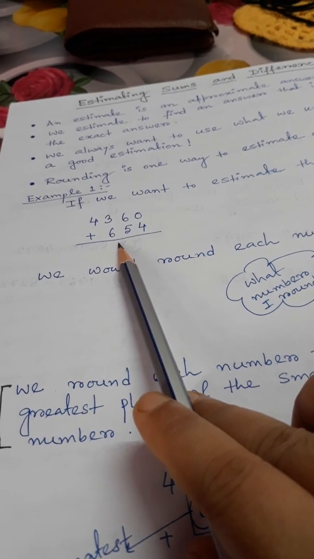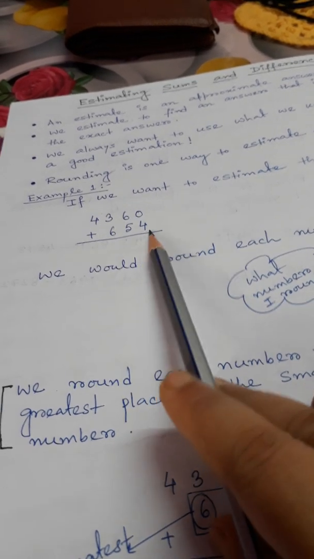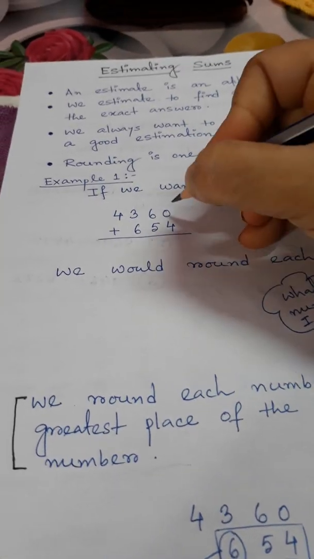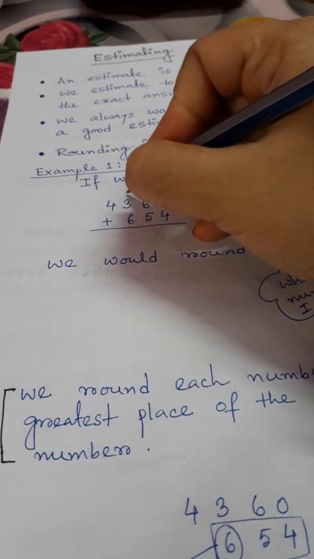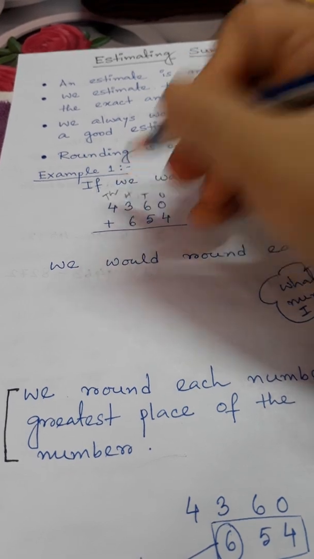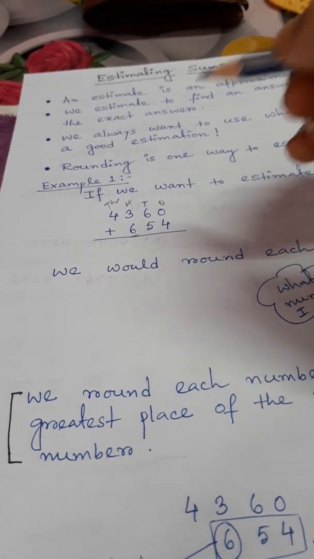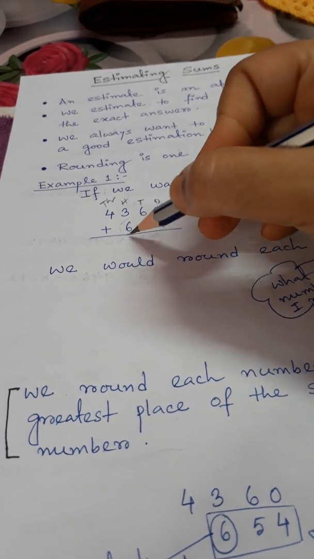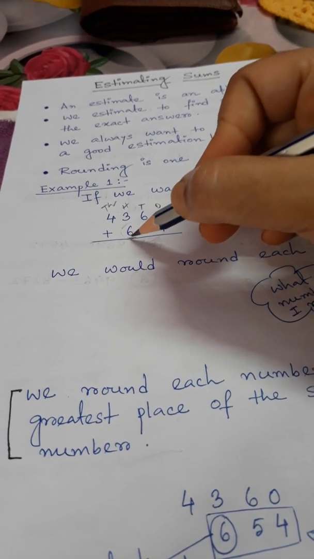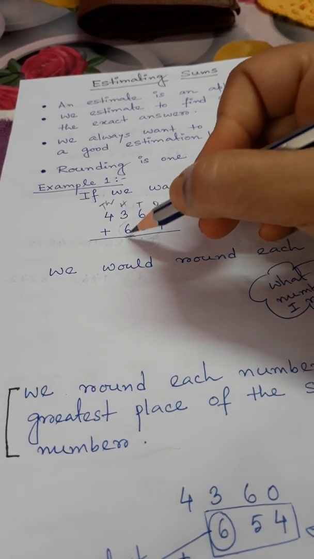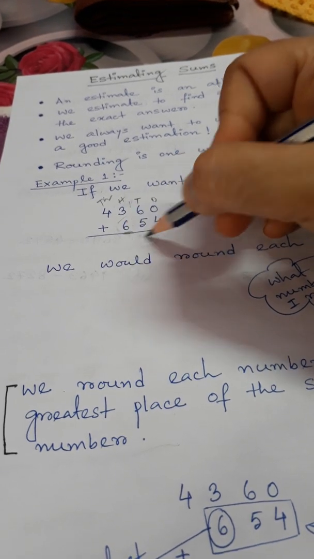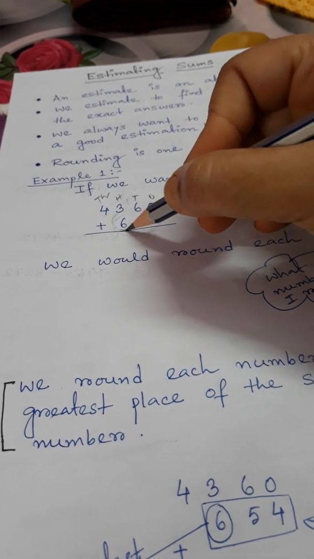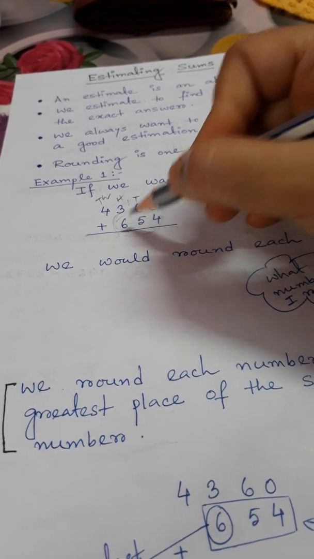Now we have to find out what is the greatest place of the smallest number. So the greatest place is here. If we write ones, tens, hundreds and thousands, then the hundreds place is the greatest place. In the smallest number, 6 is in the hundreds place. So the smallest number is 654 and its greatest place is the hundreds place.